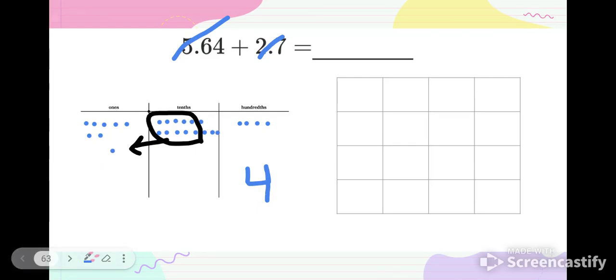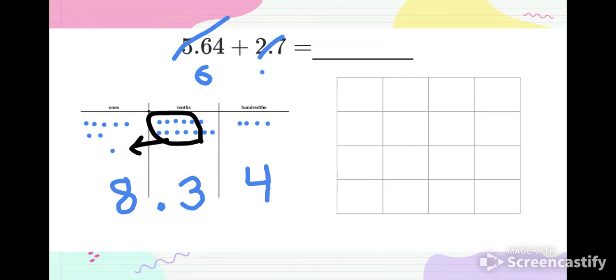So how many are in the tenths place? 1, 2, 3. Now how many ones do I have? 1, 2, 3, 4, 5, 6, 7, 8. So let's take a look here. So according to my place value chart, these two numbers when added together are 8 and 34 hundredths. So just to do a quick estimation, 5.64 if I round it, rounds to 6. 2.7 if I round it, rounds to 3. 6 plus 3, my answer should be close to 9. Okay, looks good because I did have to round both of these up.